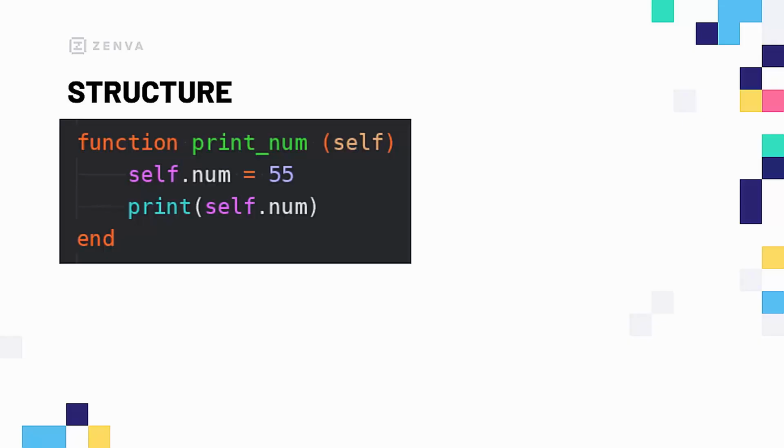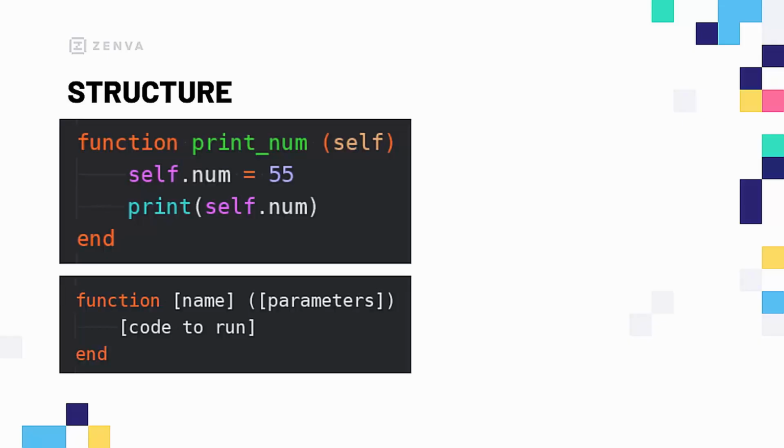But we then go ahead and define the body of the function, which is basically all of the code that we want to run when the function is called, and then we finish it off with the end keyword, okay? Here's a bit more of a simplified view of exactly what we are doing here. So we have our function, our name, our parameters, and our code to run.